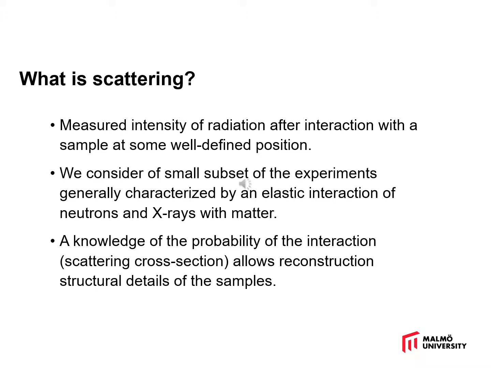We're going to consider a small subset of experiments which are generally characterized by an elastic interaction of neutrons, and I guess I've missed out the X-rays, with matter there. And that is also important, that all the work that we're going to talk about here is elastic. And finally, the key to getting structural information is a knowledge of the probability of the interaction. So if an X-ray or a neutron interacts with a sample, there's a finite probability that it will be scattered through a particular angle. That's the scattering cross-section, and that's what we use to get at the structural details of the sample.